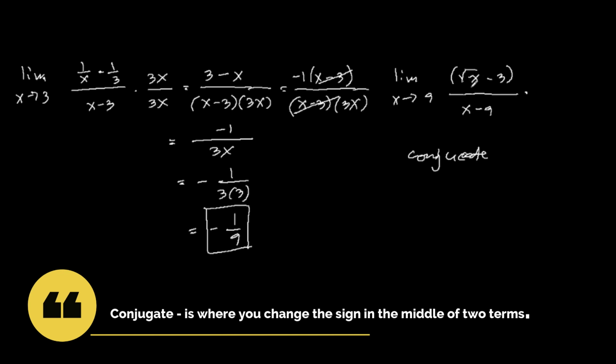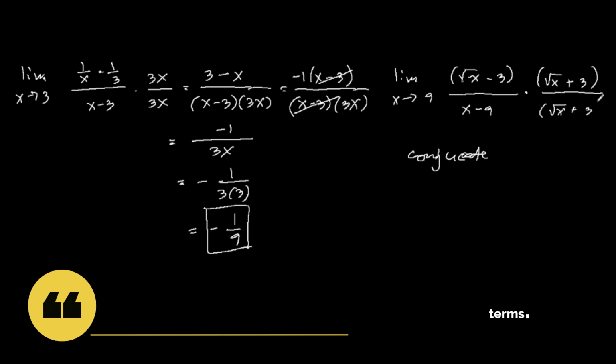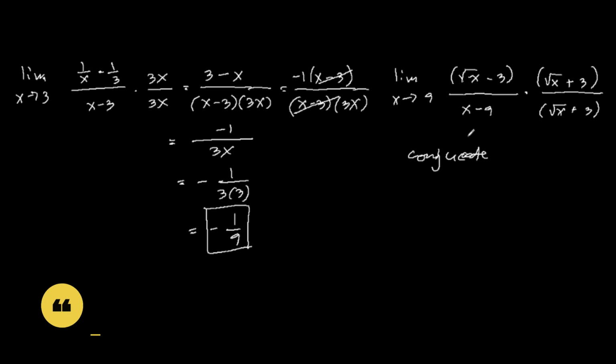So we have a binomial, the square root of x minus 3. We keep the term square root of x, and we change the sign to plus 3. And the same, we divide by the square root of x plus 3. And then, what will happen to the product of the binomials?